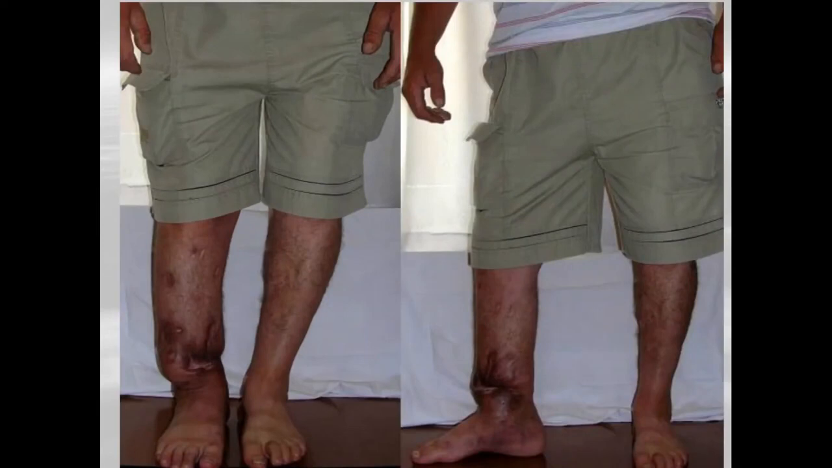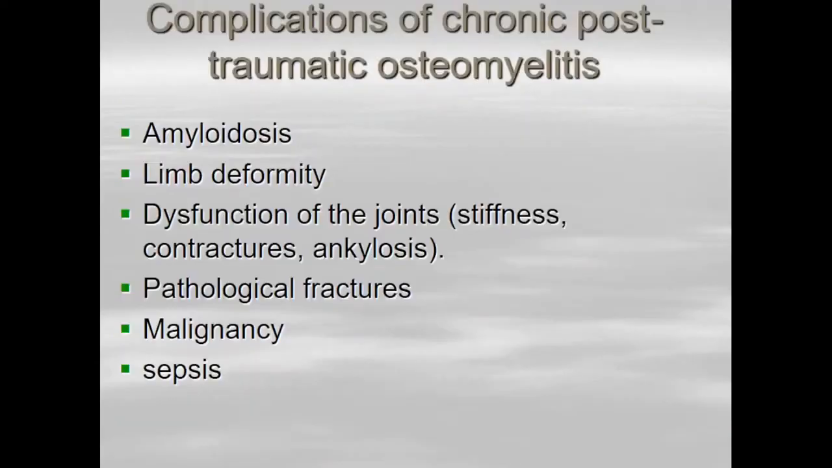On this picture, you look at a patient who has chronic post-traumatic osteomyelitis. It's a fistula. The patient has edema. Look, it's a fibrous process after the extrafocal device by Ilizarov. Complications of chronic post-traumatic osteomyelitis: amyloidosis.